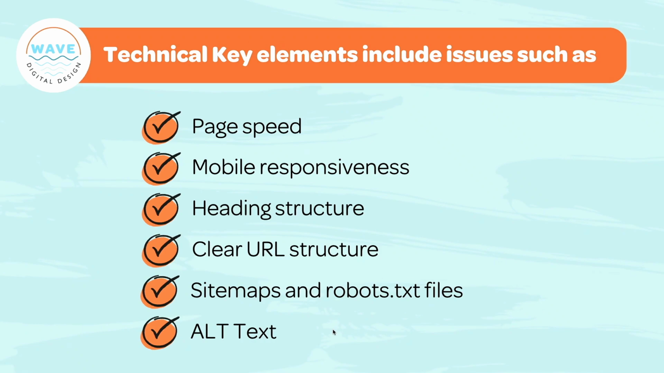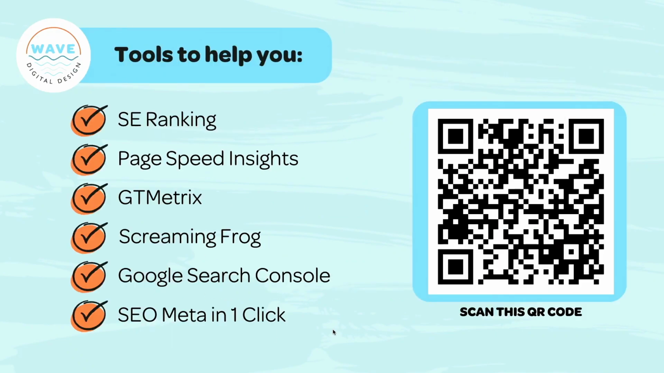I know this is a little bit high level, so I want this to be super practical, and I want to break down how you can investigate these. These are the tools that I like and use a lot: SE Ranking, PageSpeed Insights, GTmetrix, Screaming Frog, Google Search Console, and SEO Meta in 1 Click.